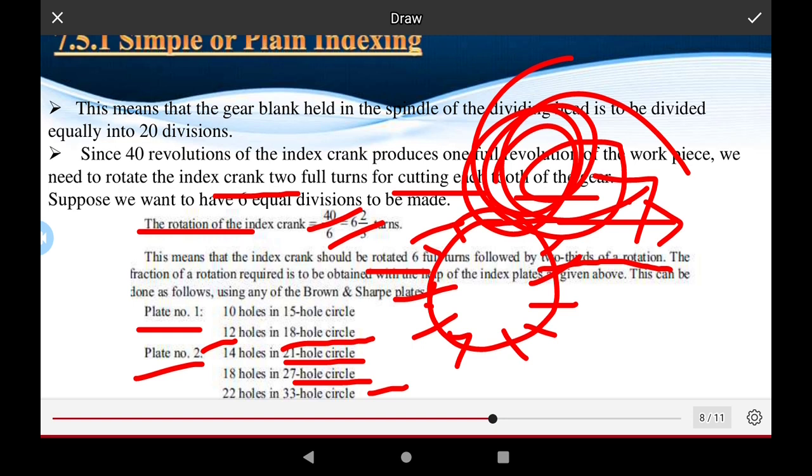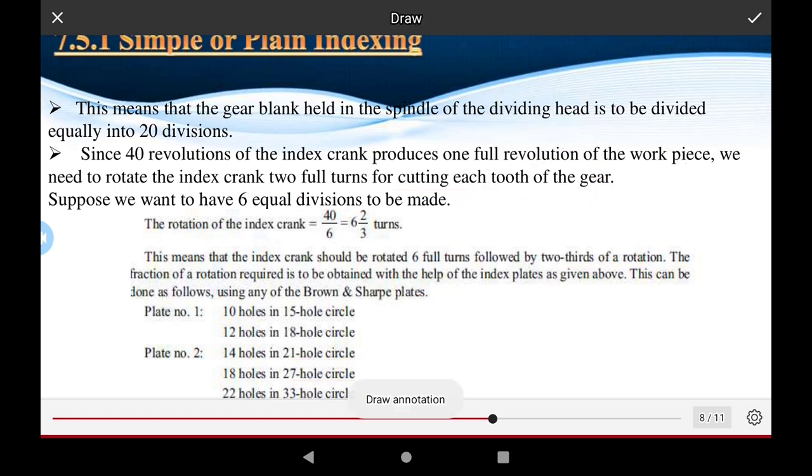okay. And this is also present, depending upon the holes: 10 holes in the 15-hole circle, and 12 holes in the 18-hole circle. And plate number 2 has 14 holes in the 21-hole circle, 18 holes in the 27-hole circle, and 22 holes in the 33-hole circle, okay.